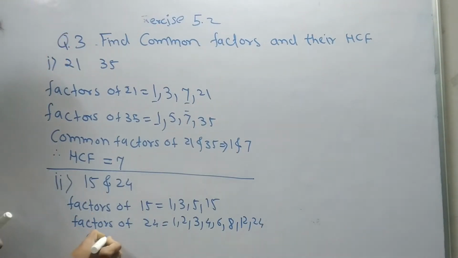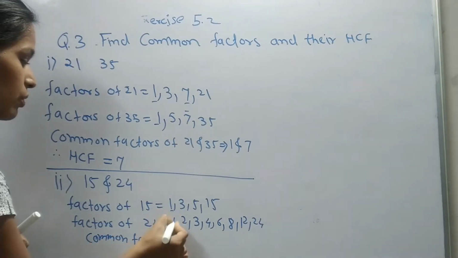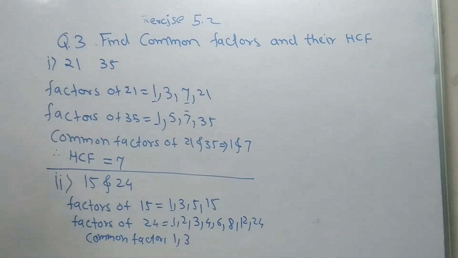Let's write the common factors of 15 and 24. Observe carefully. 1 is a common factor, 3 is a common factor. So 1 and 3 are the common factors of 15 and 24. Which is the highest there? 3 is the highest one. So the HCF of 15 and 24 is 3.